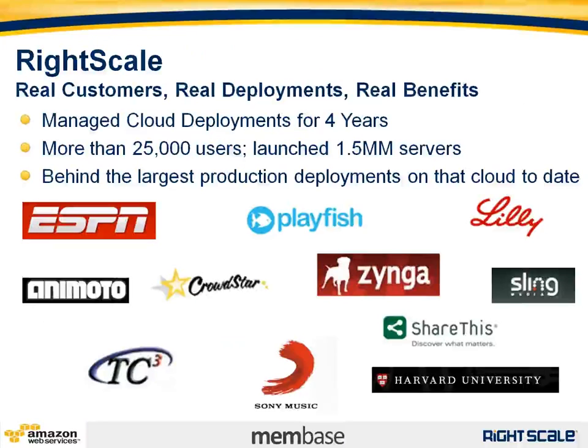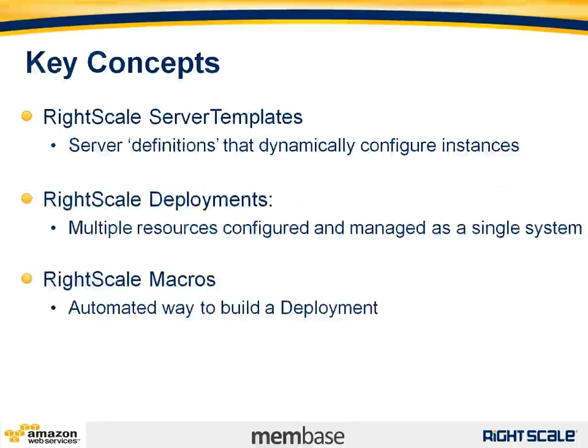So you're going to hear more about that in a second. We've been doing this for quite some time. We're actually in our 4-year anniversary month here of working with Amazon and supporting customers on the Amazon Cloud. Through that, we've launched quite a few servers. We're approaching our 1.5 millionth server launched on Amazon, so you can look at the counter on rightscale.com. And RightScale is the management system behind the largest production deployments on Amazon in the world. So a lot of customers you may have heard about in the press. Here's just a sampling of a few of our customers here on the slide for you to take a look at. But very wide range of use cases and customer types, and lots of experience deploying on Amazon.